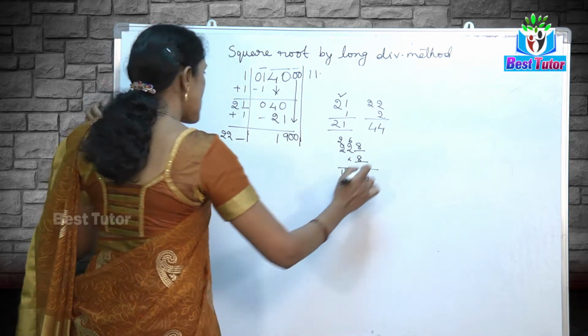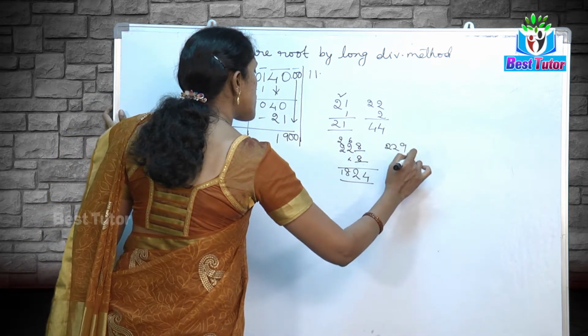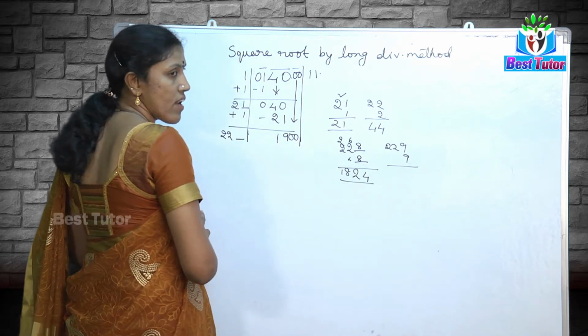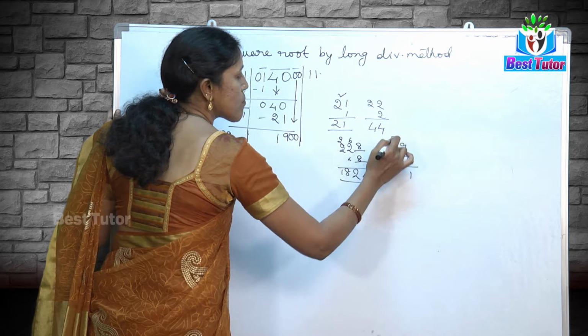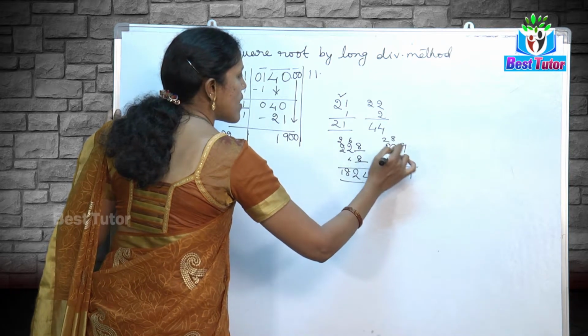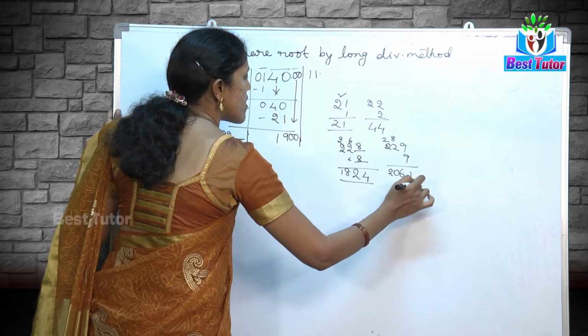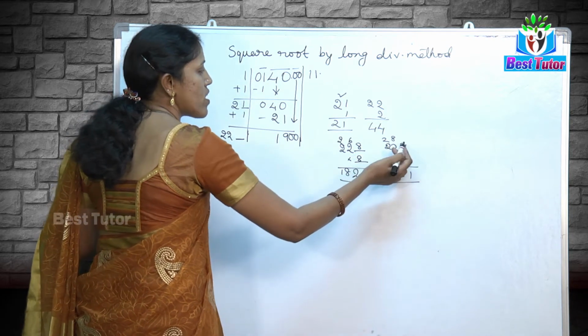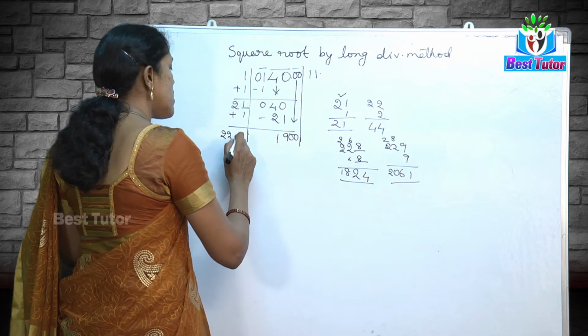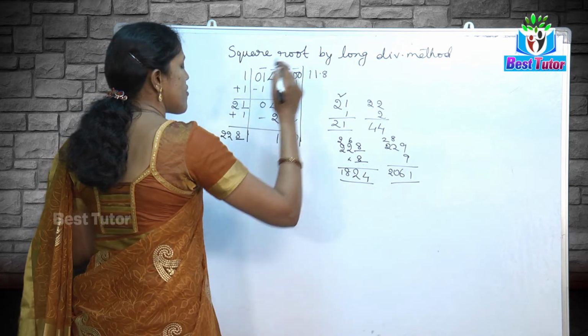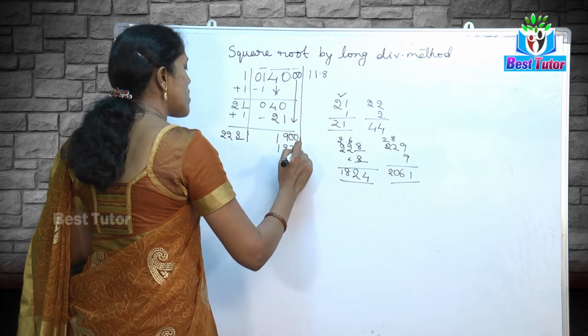So definitely 229 into 9 is going to be bigger than 1900. Let us check it. 9 9s are 81. 9 2s are 18 plus 8 is 26. 9 2s are 18 plus 2 is 20. 2061. As I said, 229 into 9 is bigger than 1900. So 8 is going to be a better choice. Perfect choice. So it's going to be 1824.